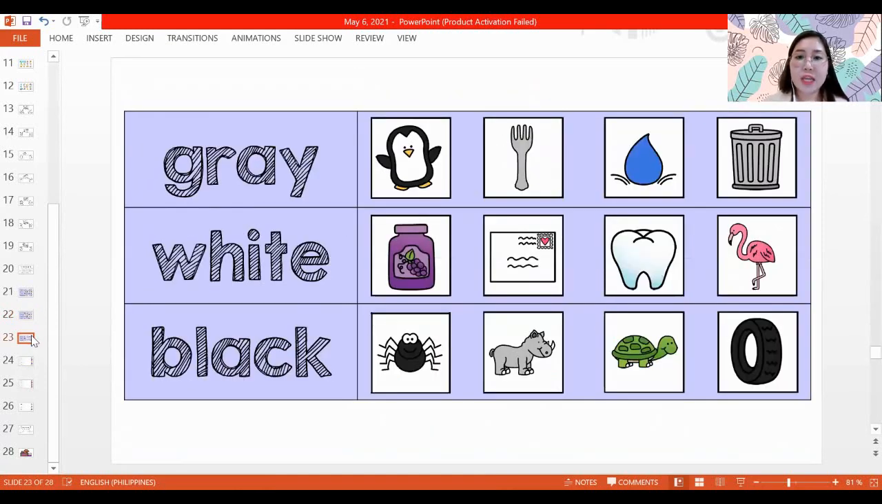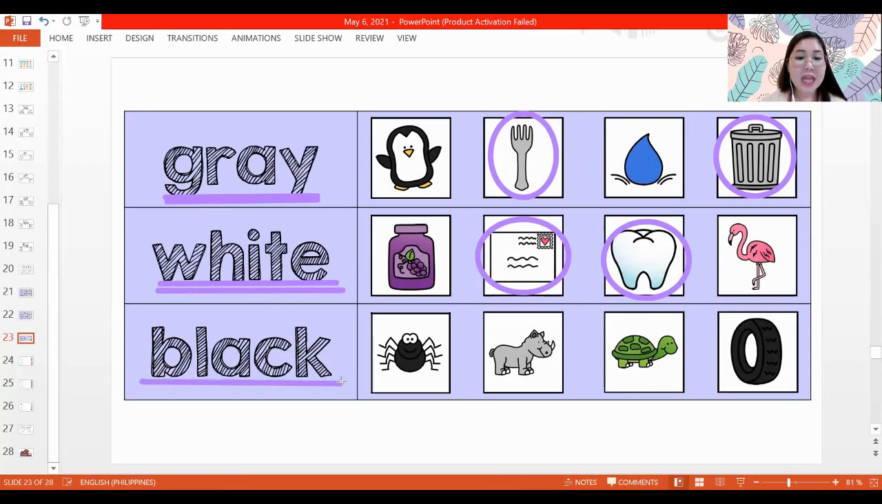So we have this one. This is G-R-A-Y, that reads gray. Yes, not green. This is gray. G-R-A-Y. Gray. Just like the fork and the trash can. Its color, gray. And we also have the color word W-H-I-T-E that reads white. Very nice. White like our envelope and white like the tooth. It is color white.